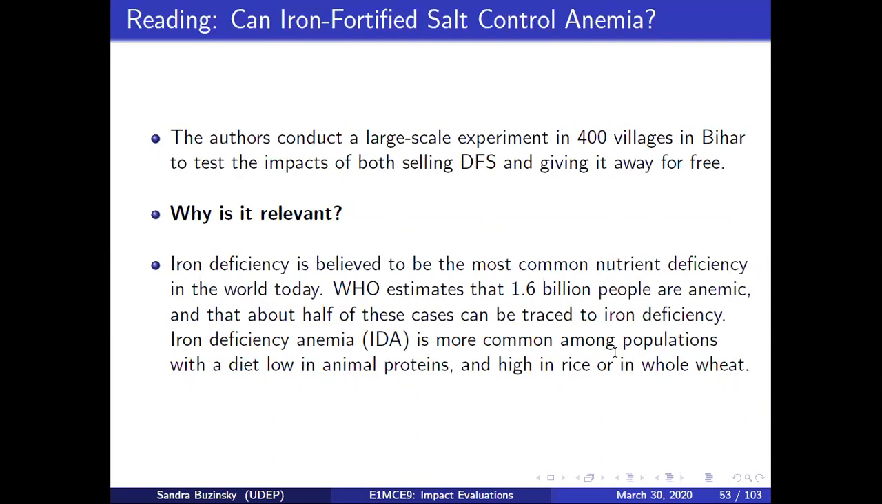Why is this paper relevant? Well, iron deficiency is a big problem, and it's the most common nutrient deficiency in the world today. The World Health Organization estimates that 1.6 billion people are anemic, and half of these cases are linked to iron deficiency specifically. This iron deficiency is really common among populations with a low diet which doesn't include much animal protein and includes a lot of rice or whole wheat.